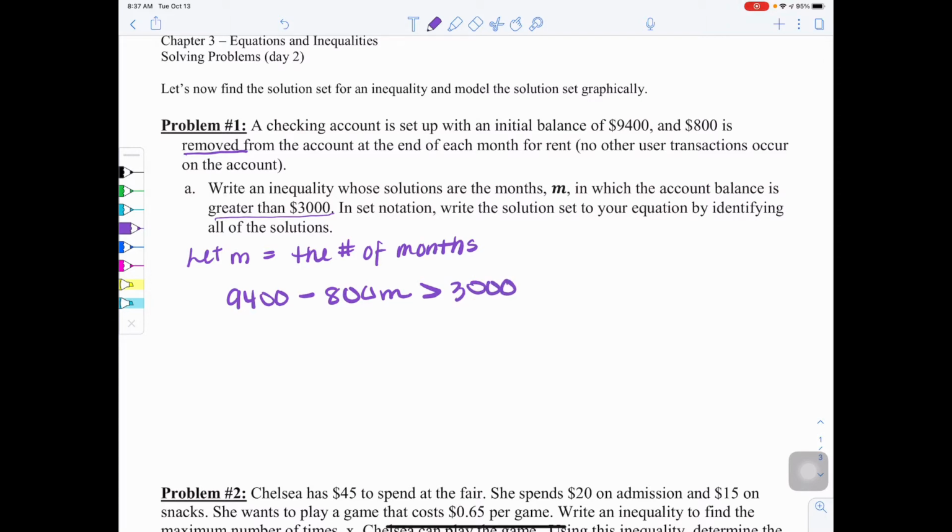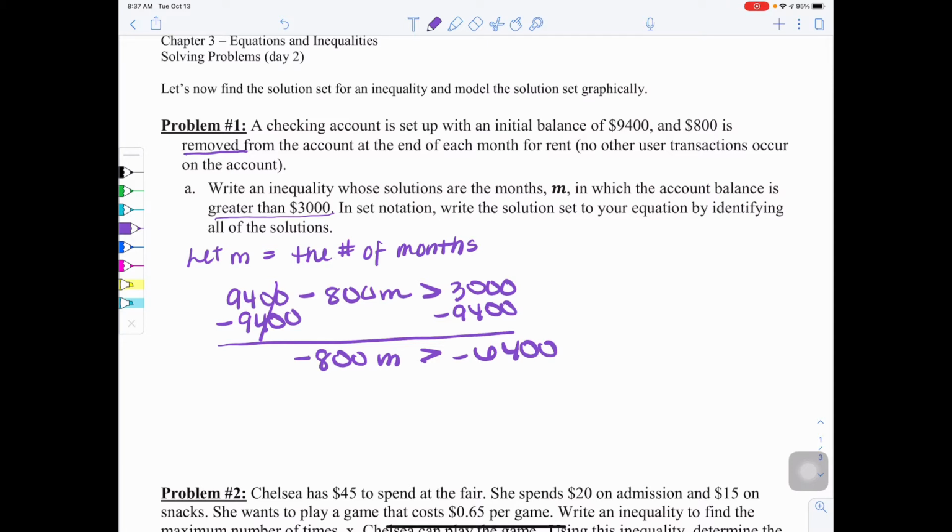Now we can start solving this just like we would solve an equation, just keeping in mind if we run into any multiplication or division by a negative number, we must flip the symbol. So we'll get rid of the 9,400 by subtracting it. Whatever we do to one side, we must do to the other. So we get negative 800M is greater than negative 6,400. Then we divide both sides by negative 800, and we get M. Now we divided by a negative, so this symbol has to be flipped to become is less than. And here we get 8.